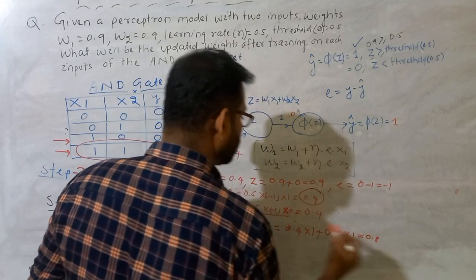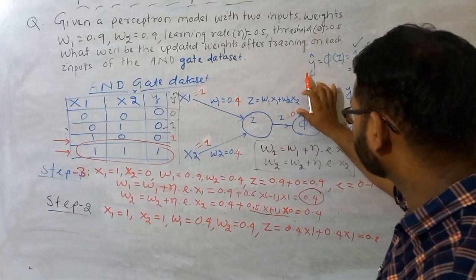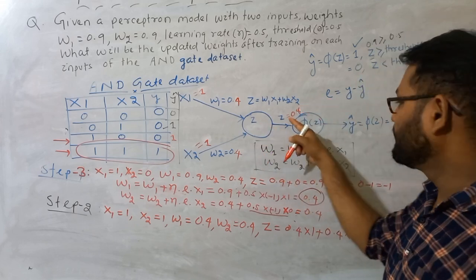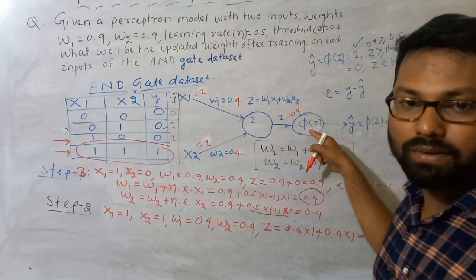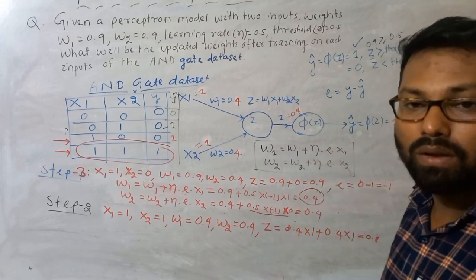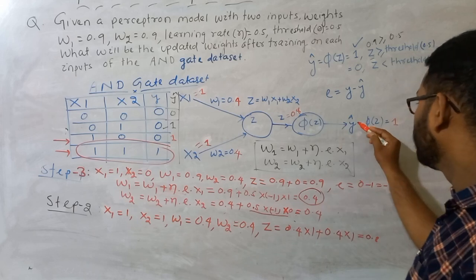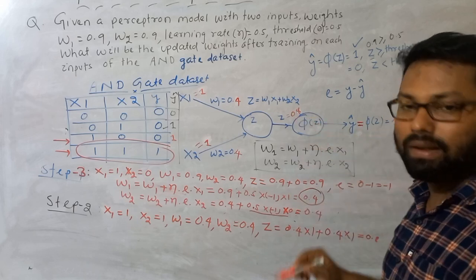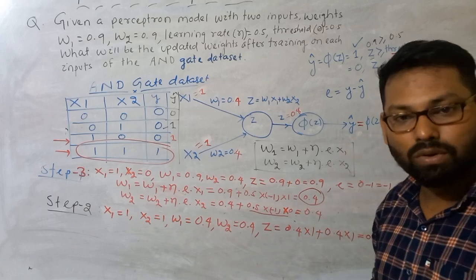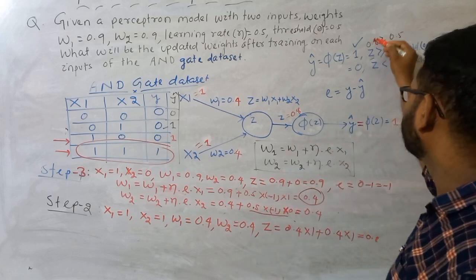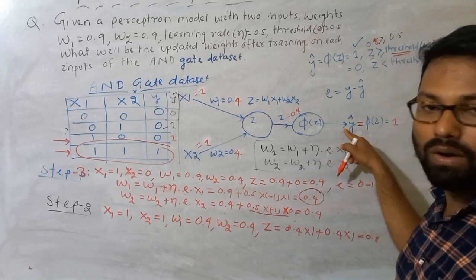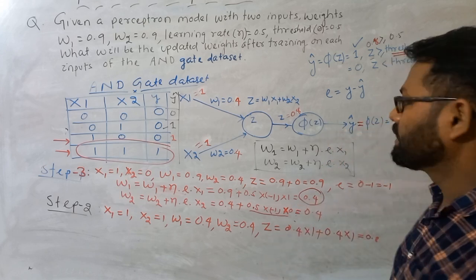So now you see 0.8 is the value of z, the weighted sum value. Now this value will pass to the activation function. The activation function will do the prediction. So what is the predicted value of y? If the z value is greater than the threshold 0.5, it is going to be 1. You see here 0.8 is greater than 0.5, so obviously it is going to produce output 1. So your y cap value is going to be 1.